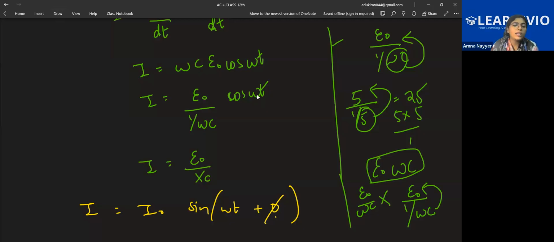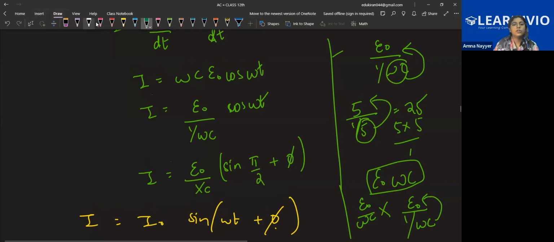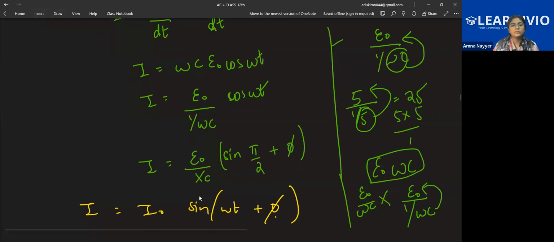And again, how can we write cos omega t? We can write it as sine of omega t plus 90 degrees, that is plus pi by 2. Okay. So look, current is this. I naught is this.